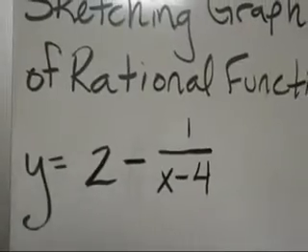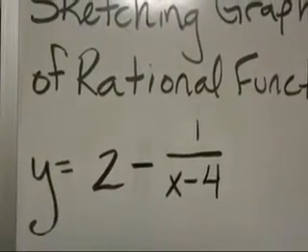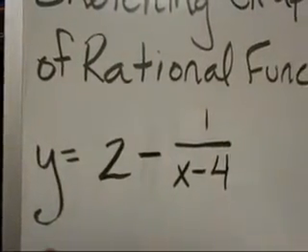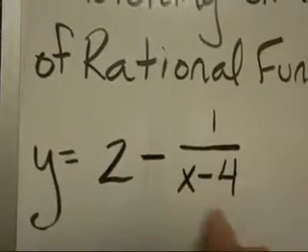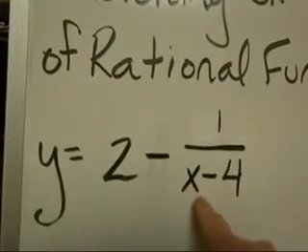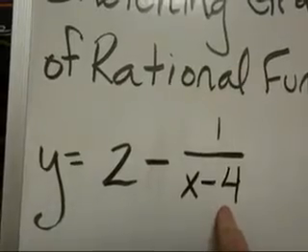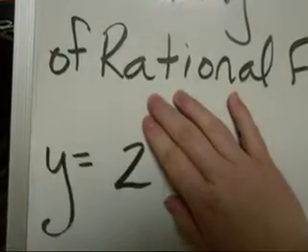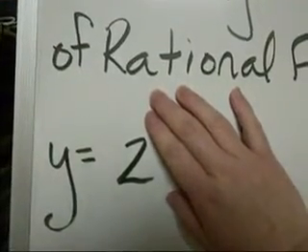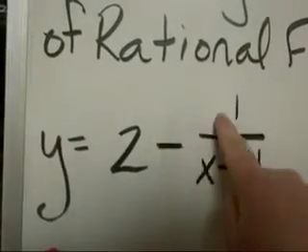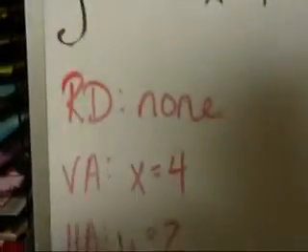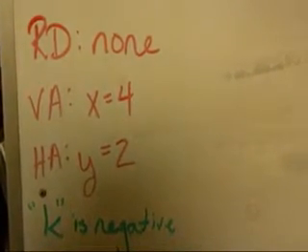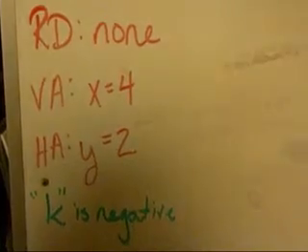Here's another example of graphing. Let's say we've already done our long division, and this is what we ended up with. What do you see? There was not a removable discontinuity. This part will help me find my vertical asymptote. Set this part equal to 0, add 4 to both sides, so x equals 4 is my vertical asymptote. Ignore this part. I have a horizontal asymptote at y equals 2, but this time my k value is negative. No removable discontinuity. Vertical asymptote x equals 4. Horizontal asymptote y equals 2. The k value is negative.